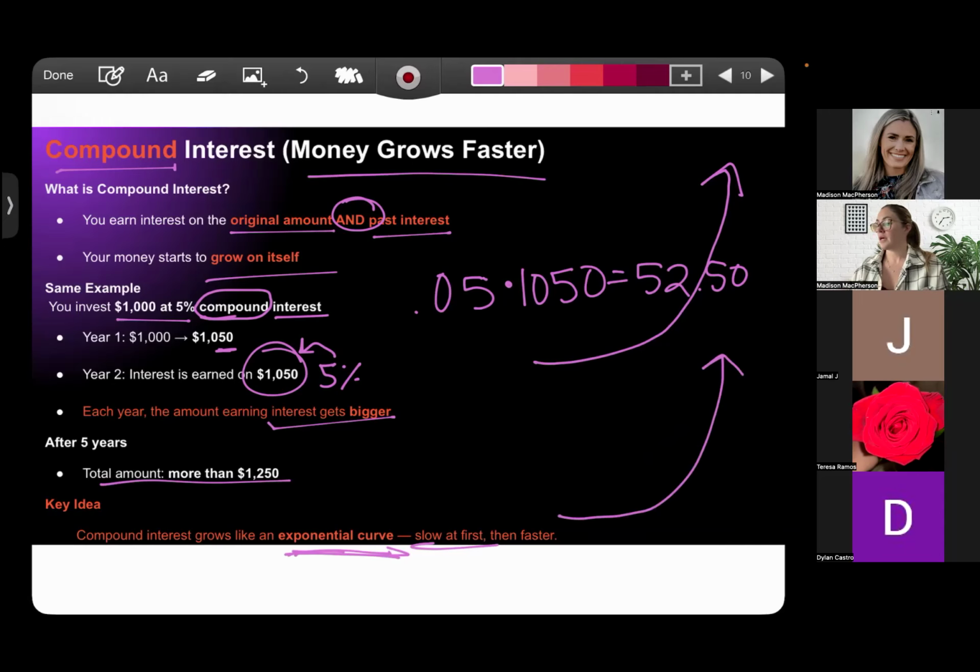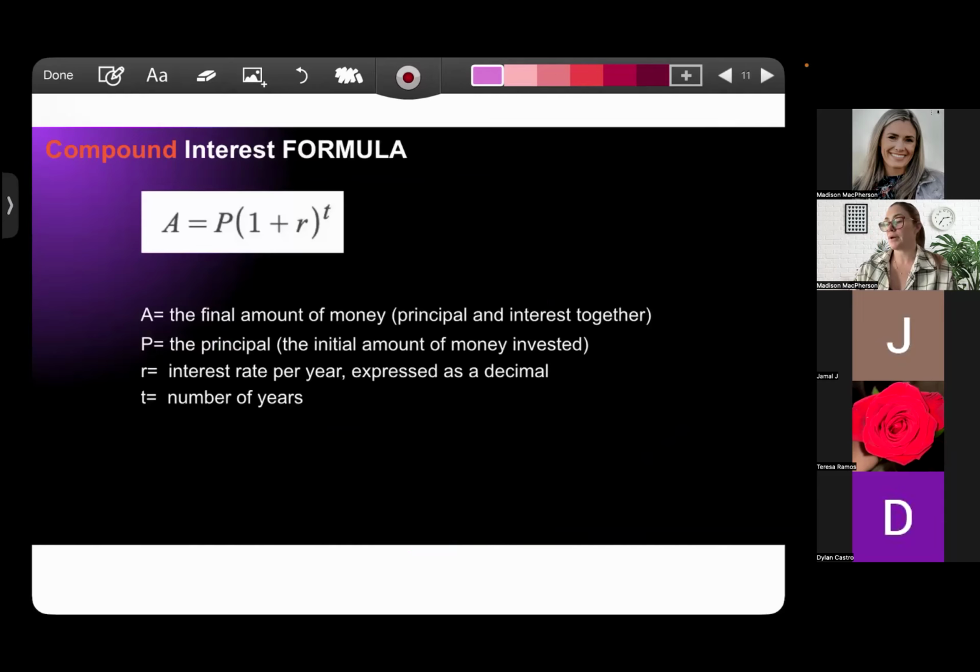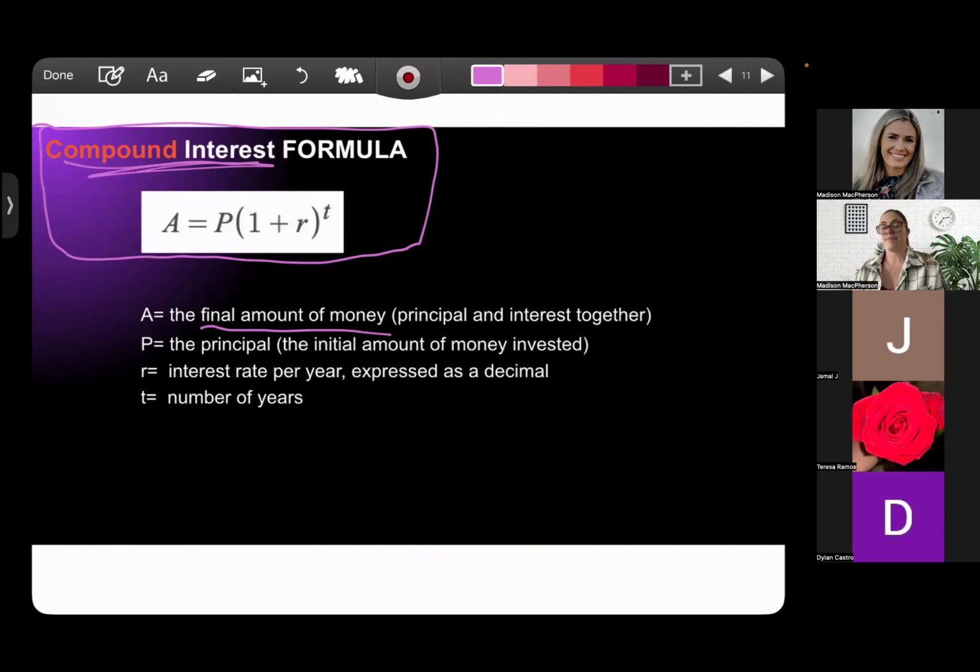Okay. All right, so here is your formula for compound interest. Again, if you want to screenshot this little box here so that you have it, or write it down, but make sure you have the words compound interest so that you know this is the formula for compound interest, not simple interest. Okay, A is the final amount of money. So this is the total amount in the account or the total amount on the loan after however many years. Okay, so now we're not just calculating the interest earned, we're calculating the total amount.